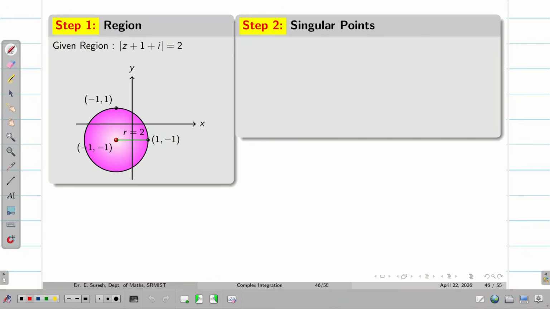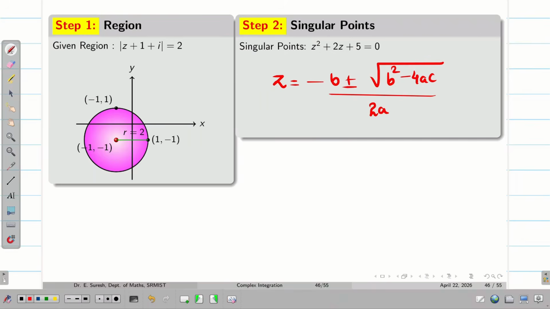Step 2, we are going to find the singular points. Equate the denominator to 0. Now this looks like a complex root, so we are going to use the formula z equal to minus b plus or minus square root of b square minus 4ac, divided by 2a. The general form of the quadratic equation is az square plus bz plus c equal to 0. Comparing with our problem, a equal to 1, b equal to 2 and c equal to 5.